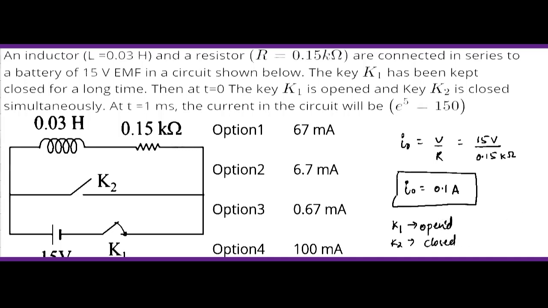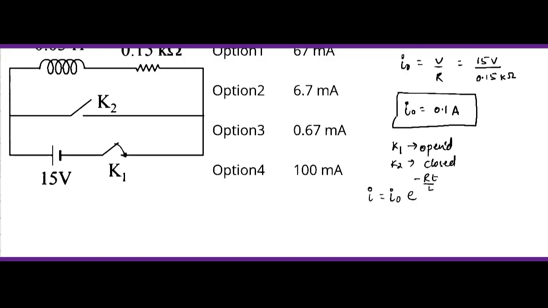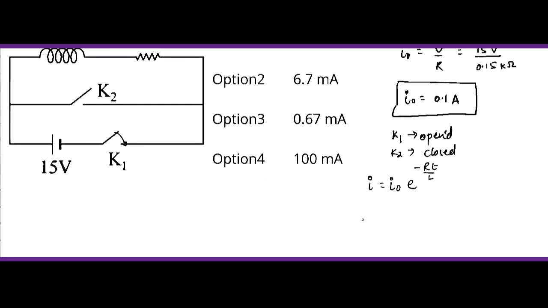Okay, now key K2 is closed simultaneously. Now what will happen is the inductor will behave as a source and the current will start decaying, and the decay in the current is given by the expression I = I0 e^(-Rt/L). Correct. Now substitute the respective values.